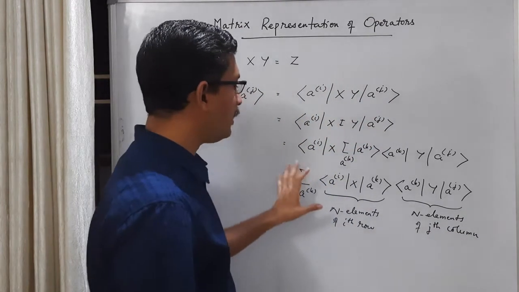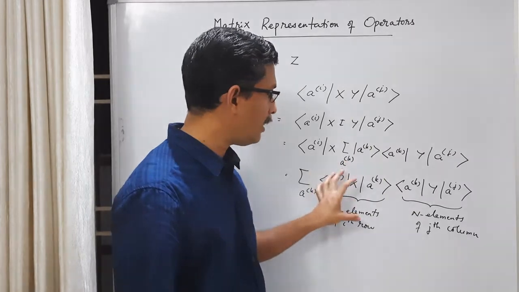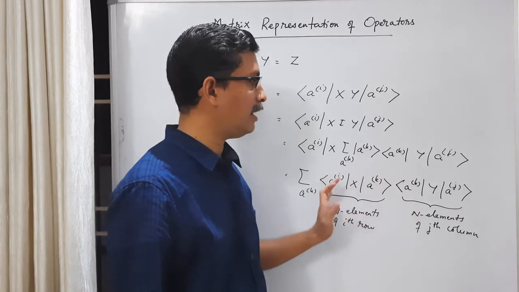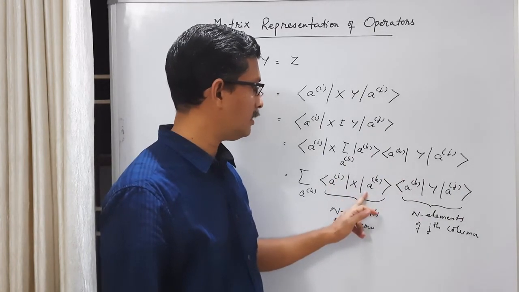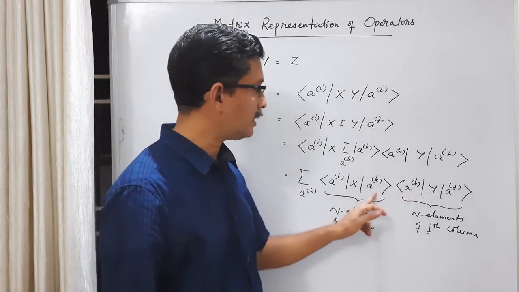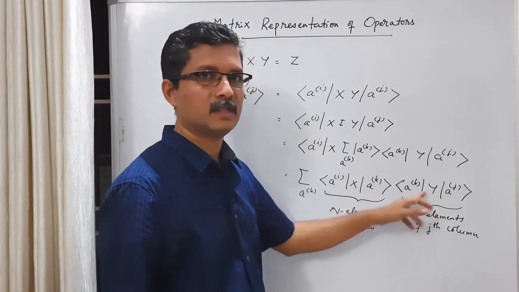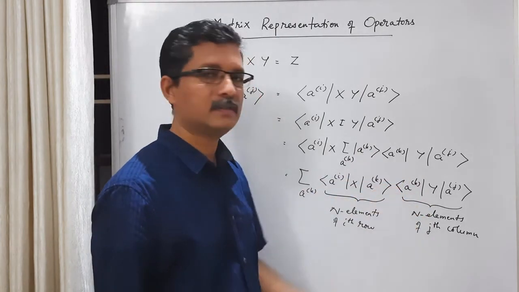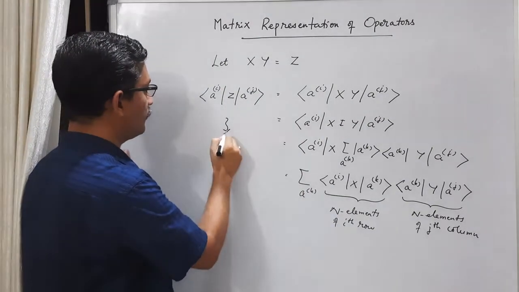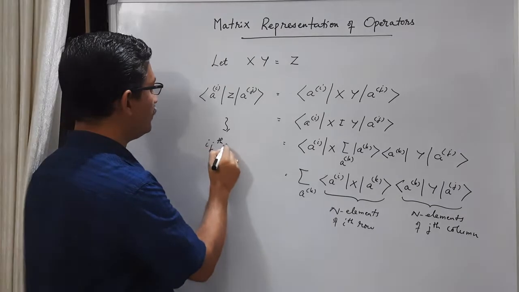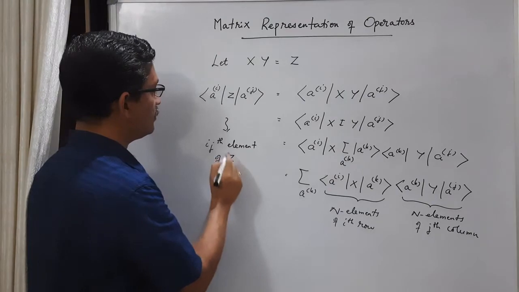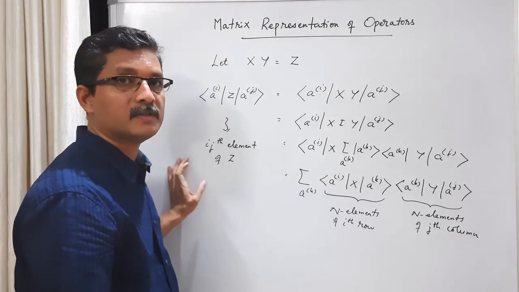So we are multiplying the ith row and the jth column. All the n elements of the ith row are multiplied with the n elements of the jth column, element by element. Take the first element in the ith row, multiply with the first element in the jth column. Second element in the ith row, multiply with the second element in the jth column, like that. So the ith row is multiplied with the jth column in order to get the ijth element of Z, the ijth matrix element in the matrix representation of Z.